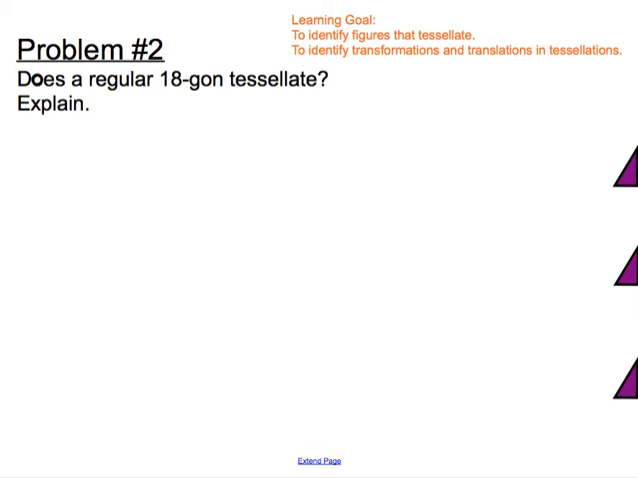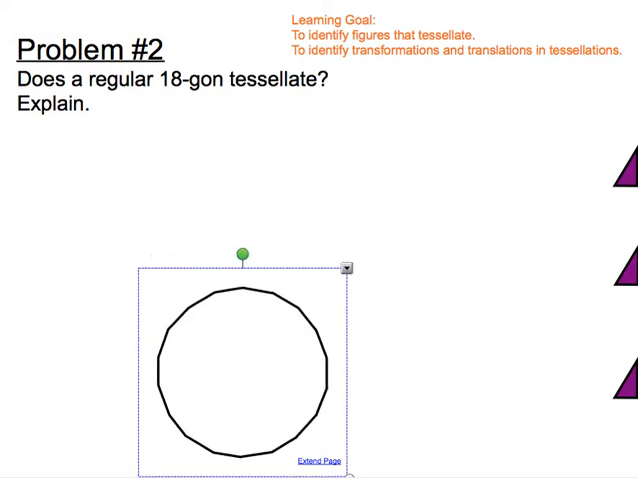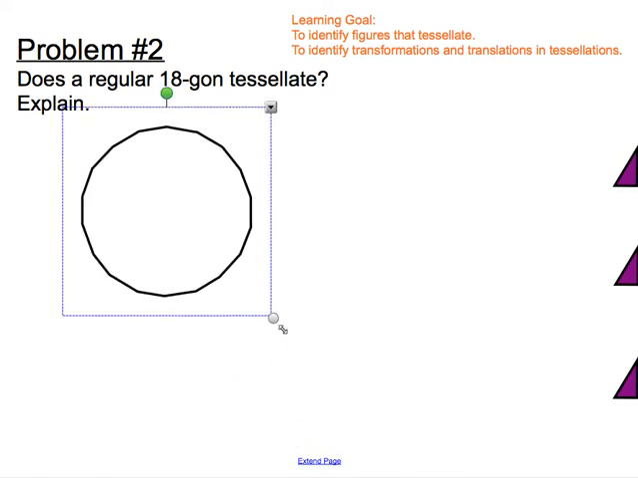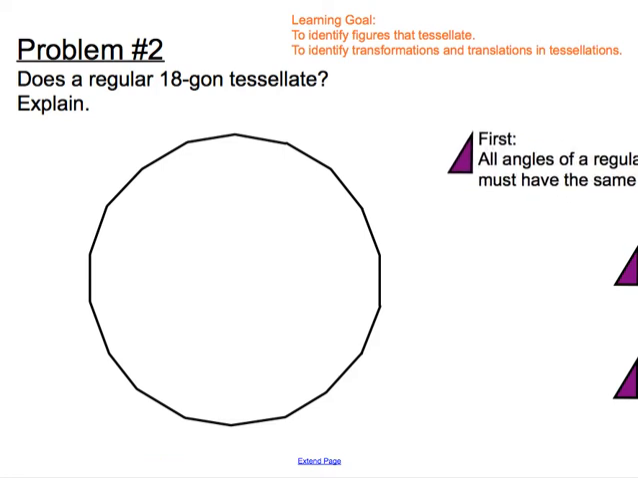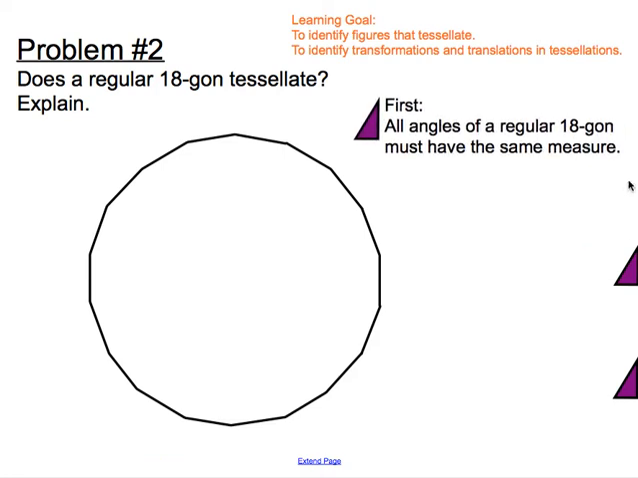So problem number 2 asks us if a regular 18-gon tessellates, and to explain our solution. First off, I've hidden our regular 18-gon right here. The O does is actually a regular 18-gon. So first, we know that all of the angles of a regular 18-gon must have the same measure.